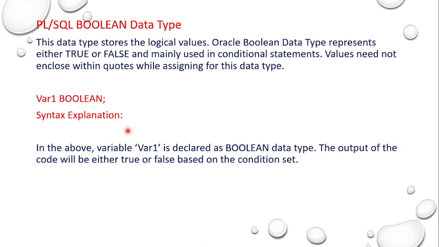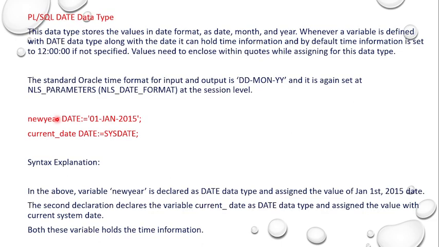Next, the date data type. It stores values in date format as day, month and year, following a format like the new year date, 1 Jan 2025, and the current date, like the system date. So new year is declared as a date data type and assigned the value January 1st, 2025, and the variable current is declared as a date data type and assigned the current system date.